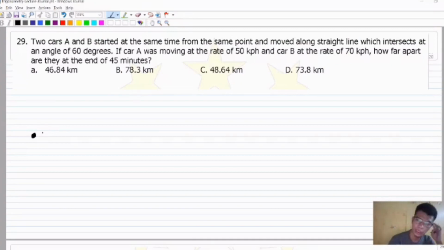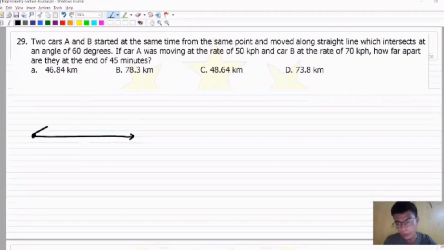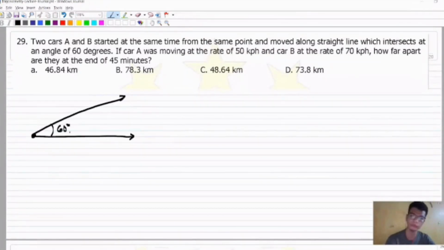So kapag meron tayong dalawang straight line na nag-intersect at a certain angle, mas maganda na yung isang line ay horizontal na lang. Para madali natin maipakita na ito ay 60 degrees. Diba? So if car A was moving at a rate of 50 kph, so let's say that this is car A and nagmo-move siya ng 50 kph, samantalang ang car B naman, itong horizontal line, ay nagmo-move ng 70 kph, how far apart are they at the end of 45 minutes?